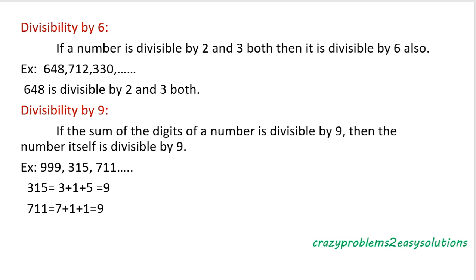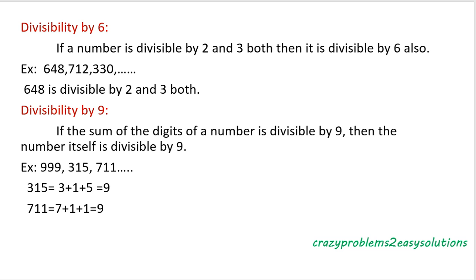Divisibility by 6. If your number is divisible by 2 and 3 both, then it is divisible by 6. Why do we consider 2 and 3? Because 6 is equal to 3 times 2. So the number that is a multiple of 2 and also a multiple of 3 is obviously divisible by 6.